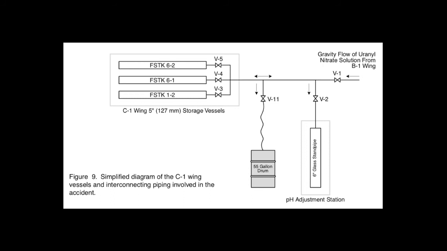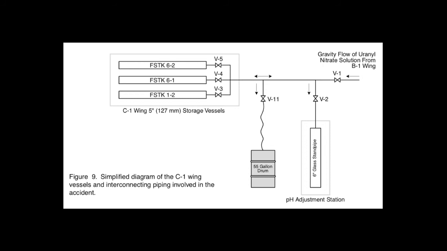What the operators didn't know was that the uranyl nitrate solution was actually leaking into C-wing from the B-wing, where operations had resumed. The uranyl nitrate was leaking through valve V1, which was partially open. At 7 a.m., there was a shift change in the facility, and it appears that the previous supervisor failed to inform the next supervisor about the uranyl nitrate that had been leaking into the standpipes.